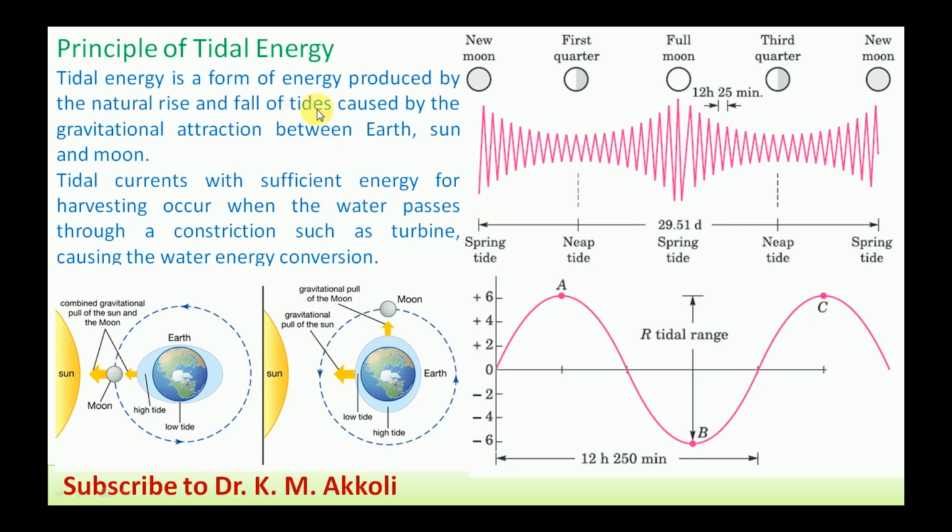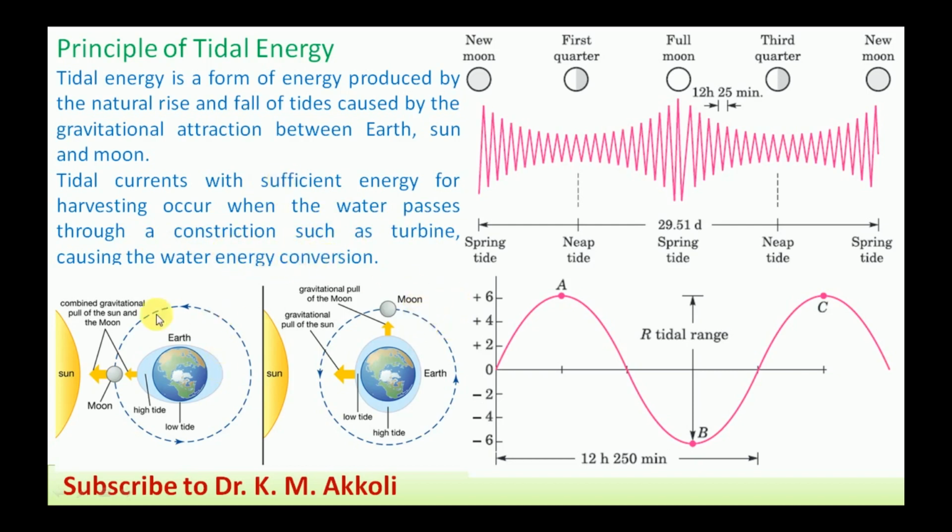Tidal energy is a form of energy produced by the natural rise and fall of the tides caused by the gravitational attraction between earth, sun and moon. Tidal current with sufficient energy for harvesting occurs when the water passes through a construction such as a turbine. Whenever the tidal water passes through a restricted area such as a turbine, the water energy conversion takes place.